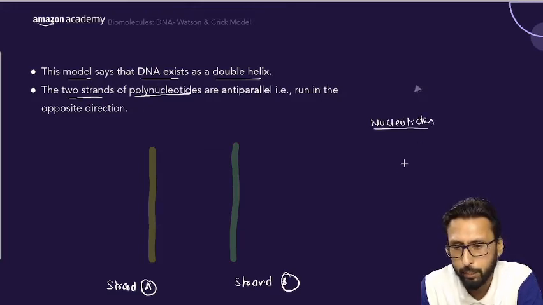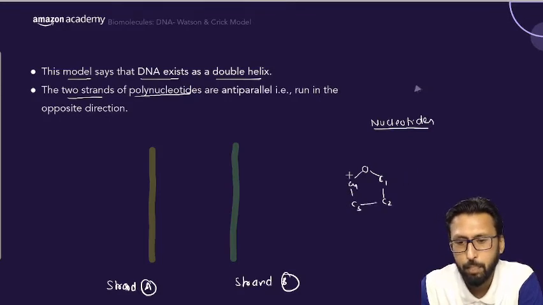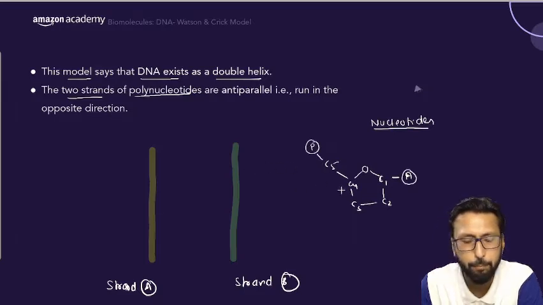Nucleotides basically consist of three things. First of all, they have the pentose sugar. In the case of DNA we have deoxyribose sugar. So this is the pentose sugar, C5. On C1 we have the nitrogenous base, for example adenine, and on C5 we have the phosphate group. So these are the nucleotides. They are joined together by phosphodiester bonds.